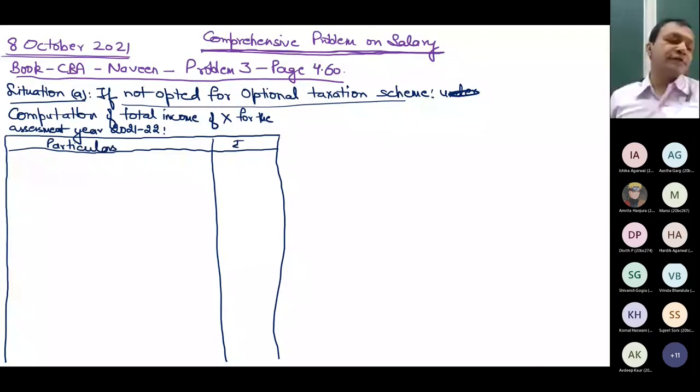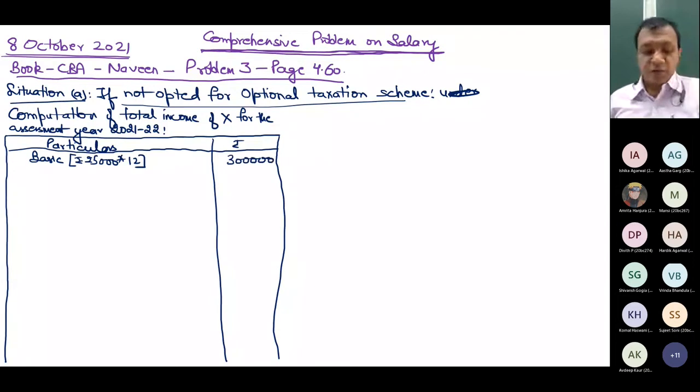X, age 50 years, receives the following incomes from Y Limited during the year ending 31st March 21. You can read from your screen, I'm reading from the book. Basic salary 25,000 per month. So how much is total basic salary? Since no month is given, that means I am working for the entire year. 25,000 into 12, 3 lakh. Next point.